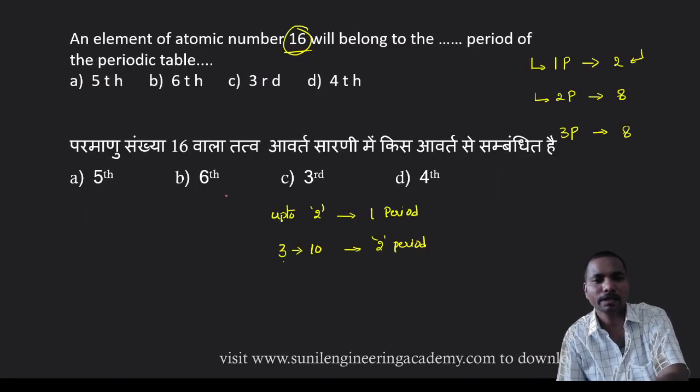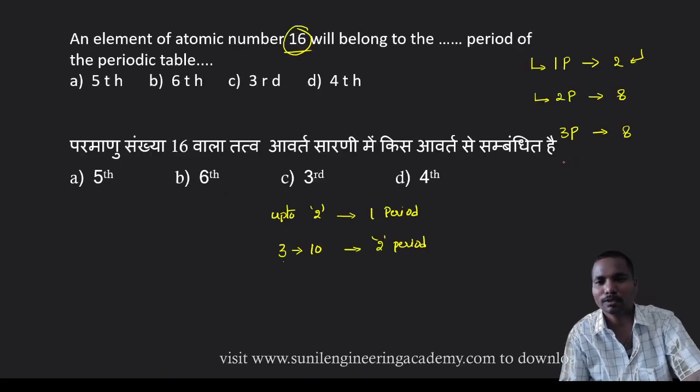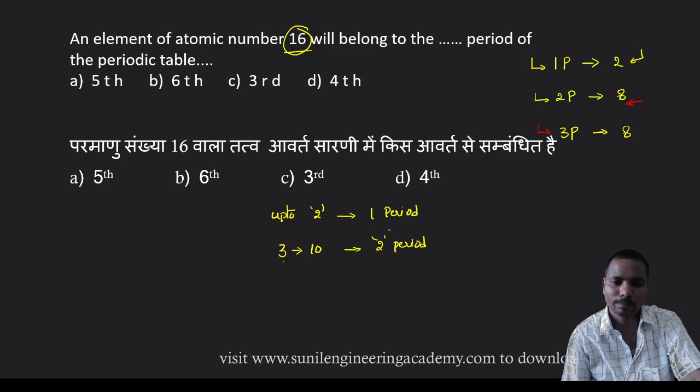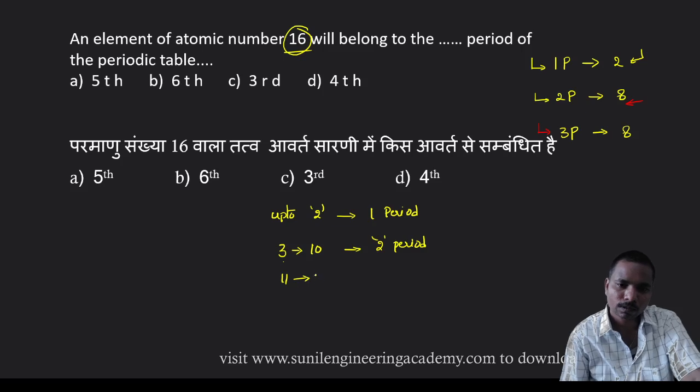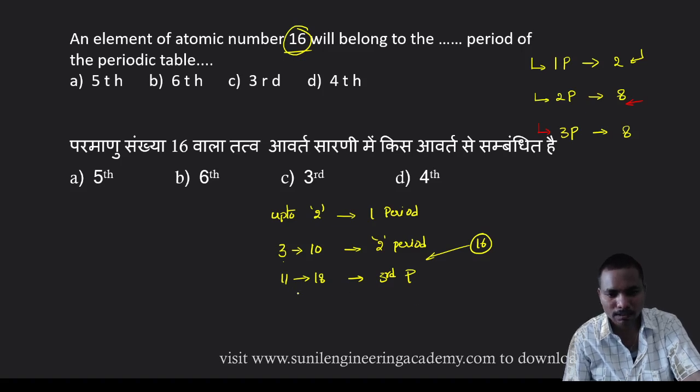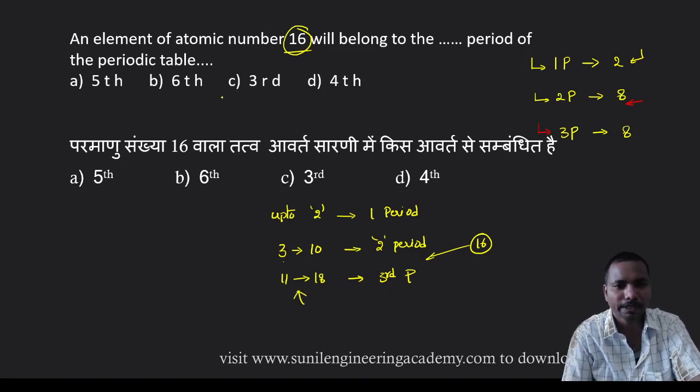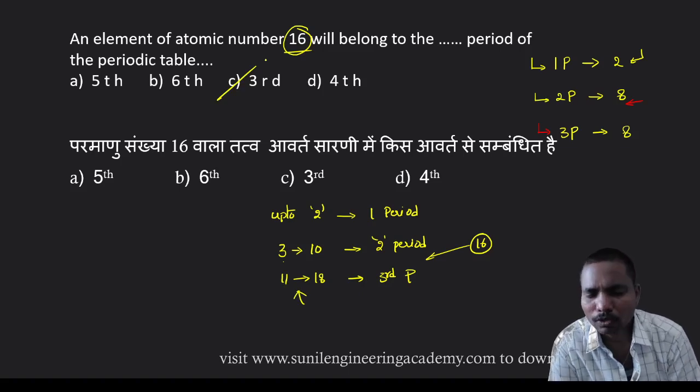No need to remember that one, simple math only. The third period also has 8. So up to 10 we have the second period only. From 11 to 18, third period. So they are asking 16, so 16 will be lying in this. So that is the third period. So the answer is third. Very easy.